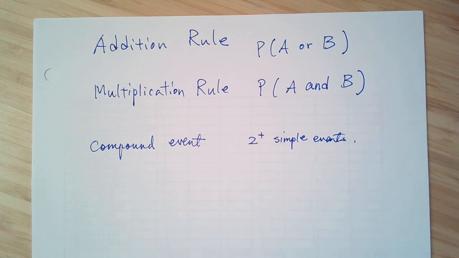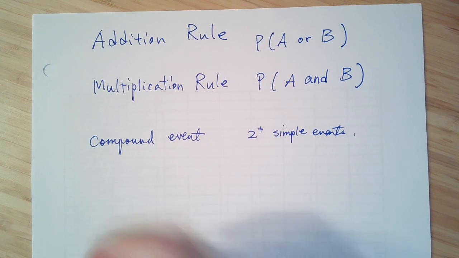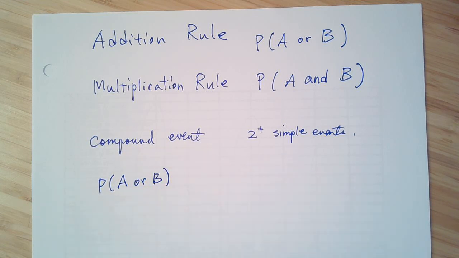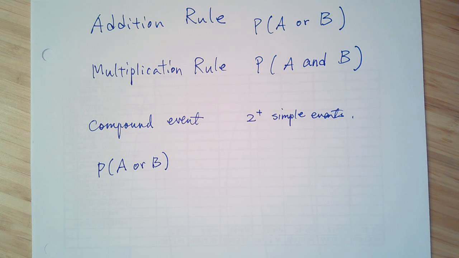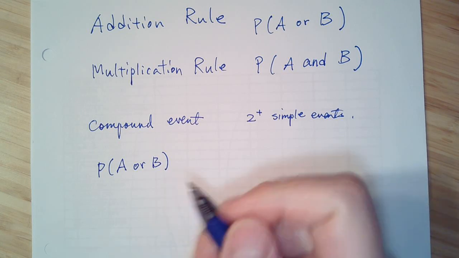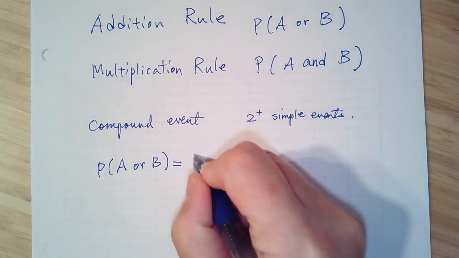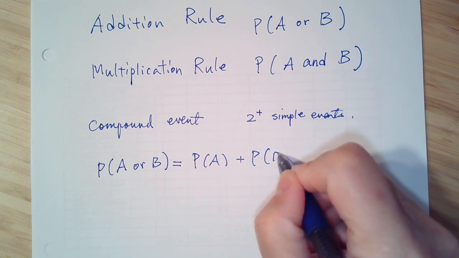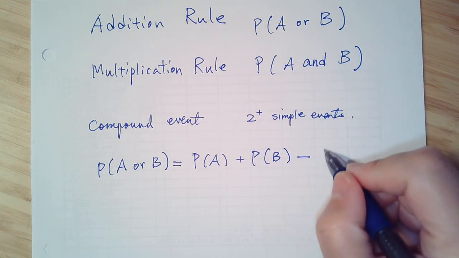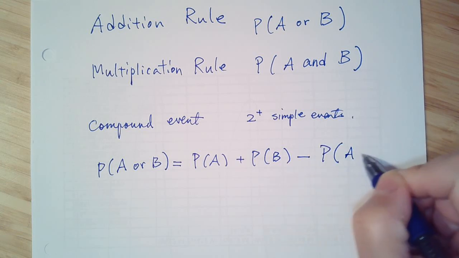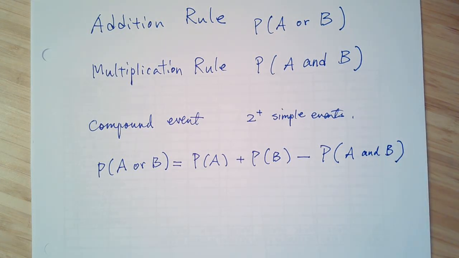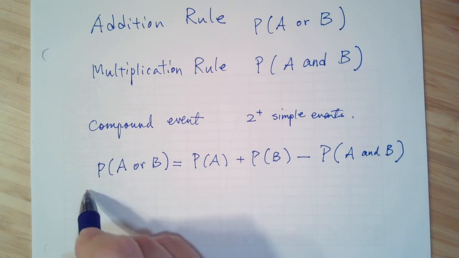All right, now we're going to go back to the addition rule. What it says is this: P(A or B) equals the probability that A occurs plus the probability that event B occurs minus the probability of A and B, which is the both. So this is the formal addition rule.